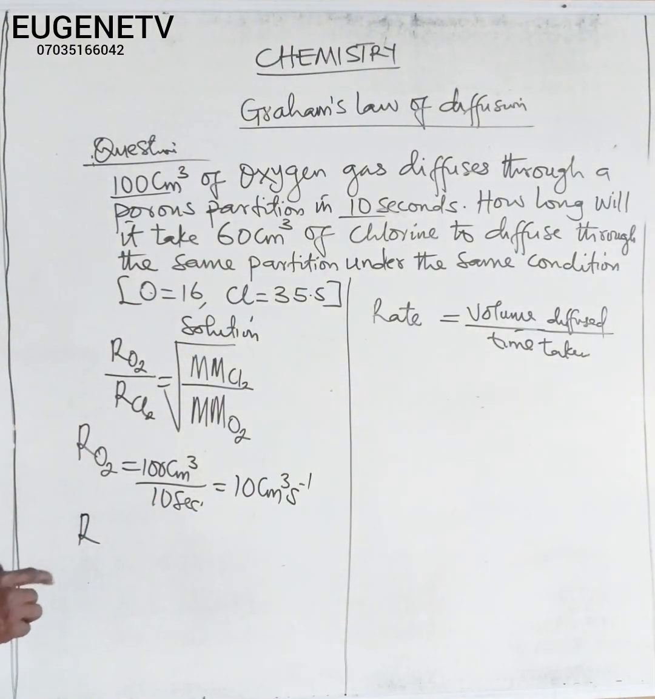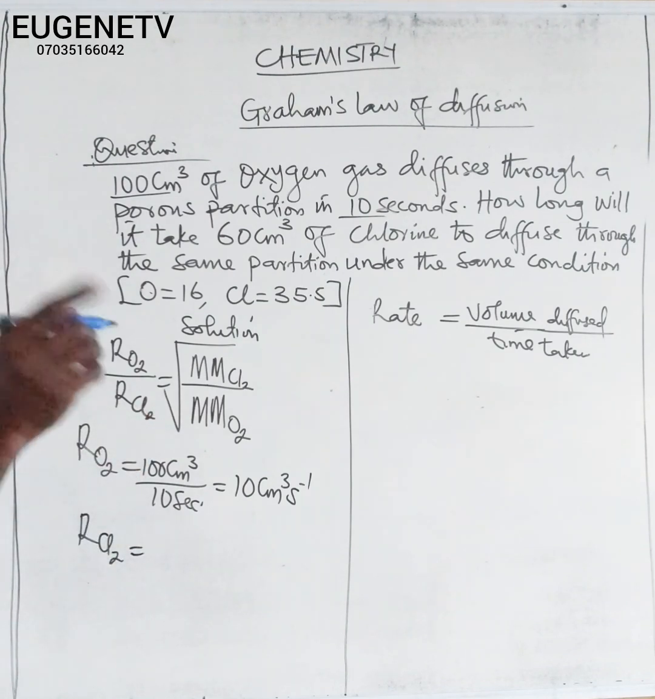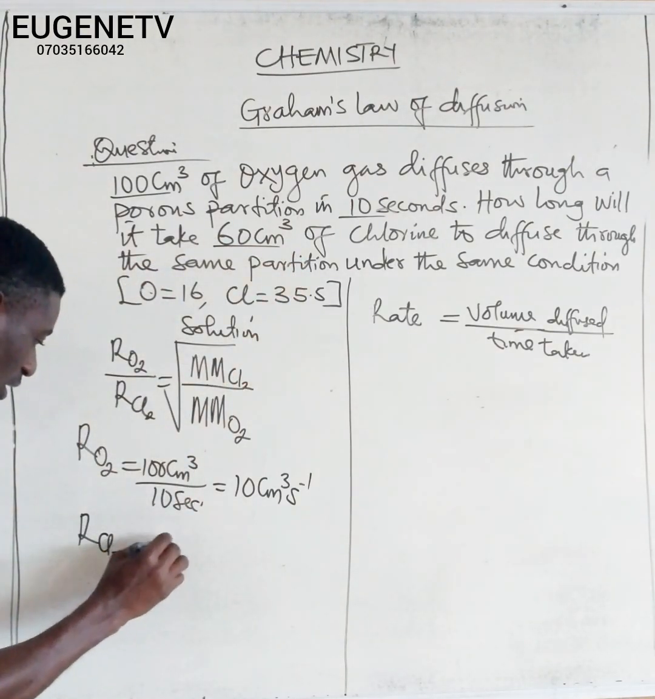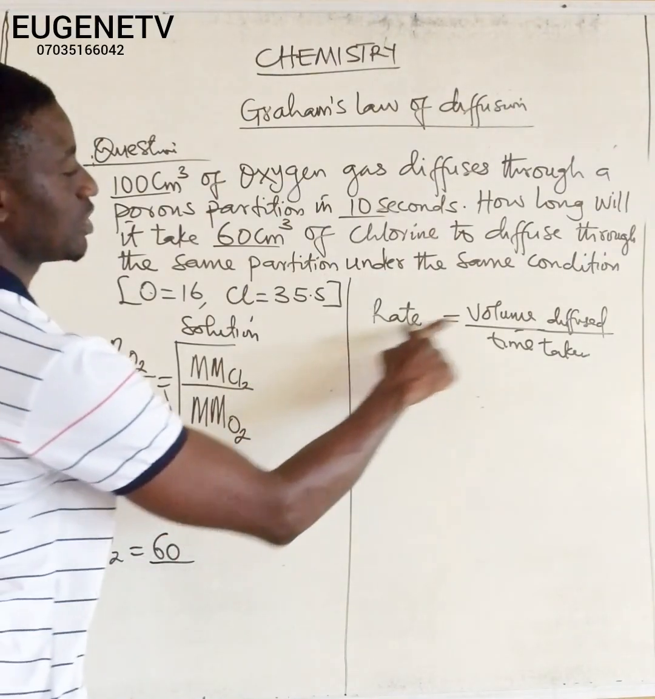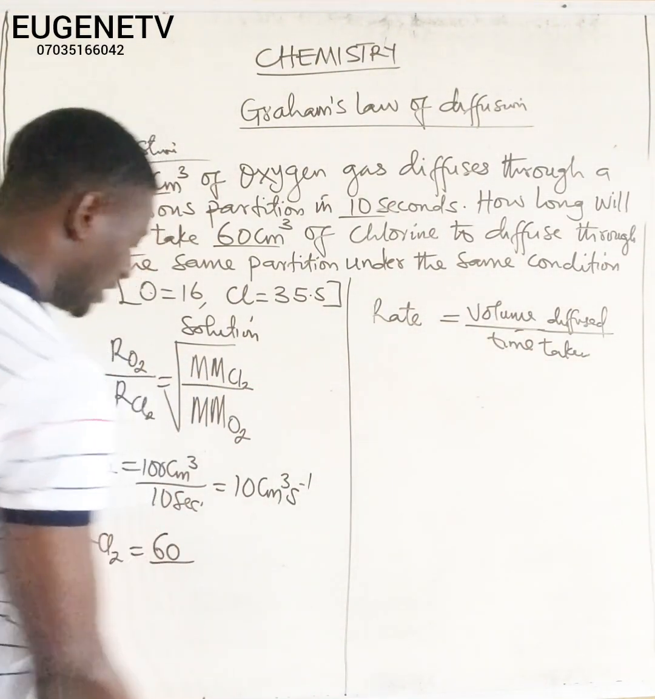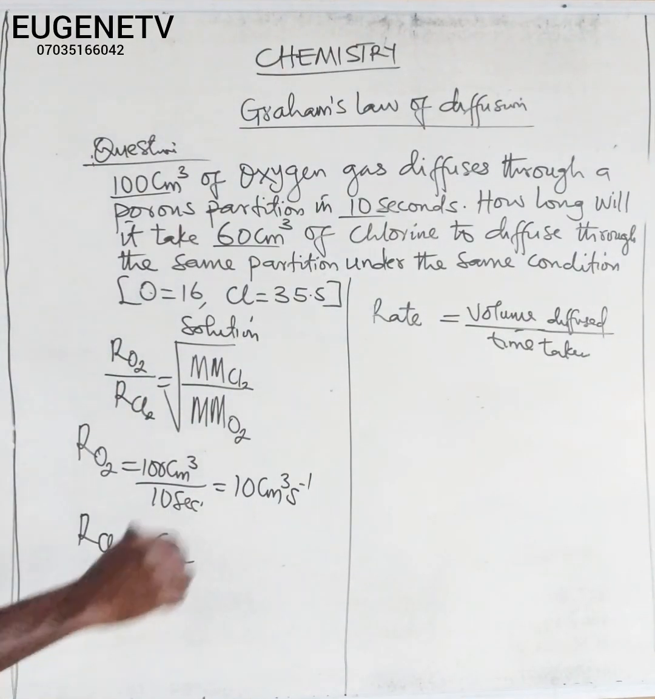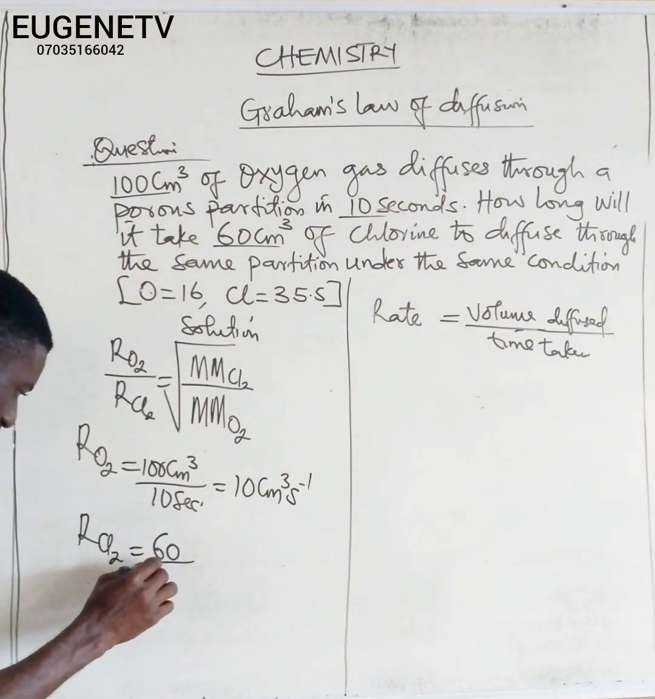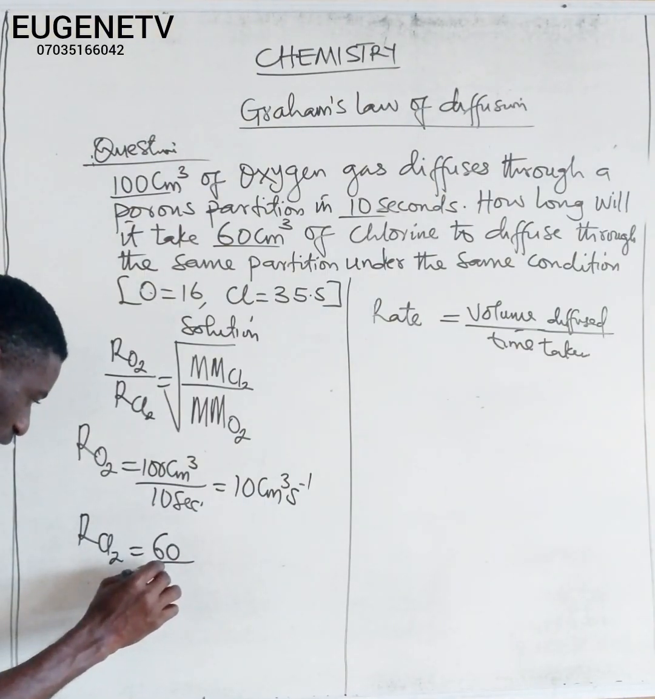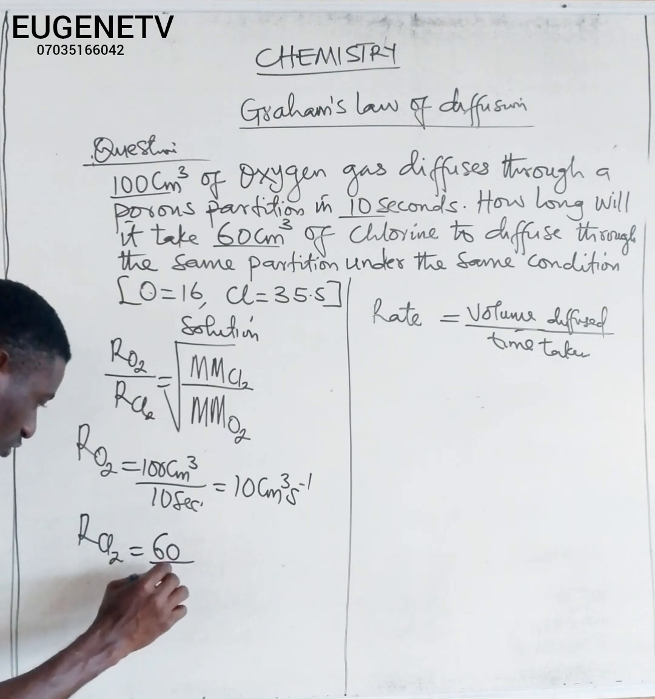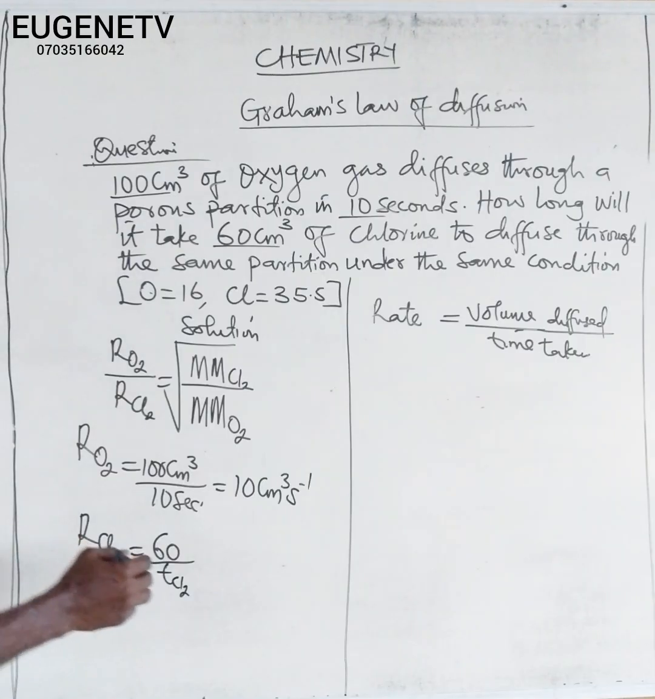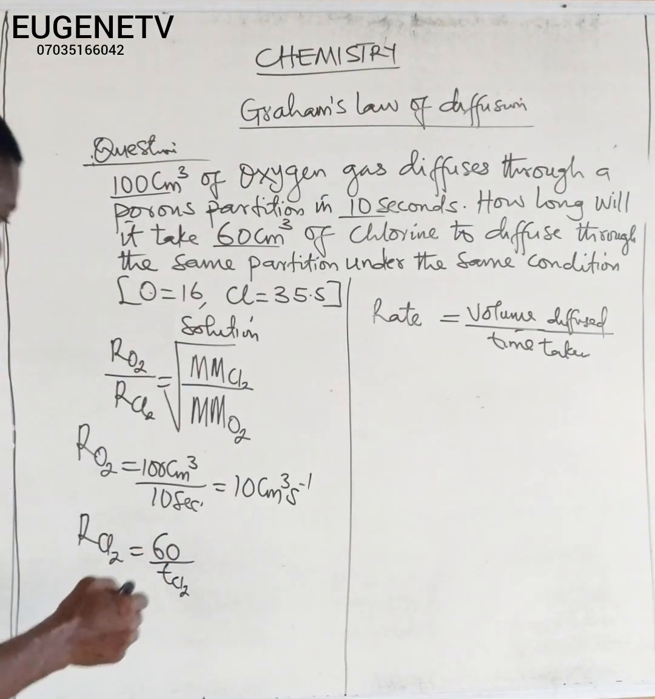The next one is the rate of diffusion of chlorine gas. R_Cl2 simply means rate of diffusion of chlorine gas. Now, for chlorine gas, we are given a volume of 60 cm³. And of course, we know that for us to determine our rate, we take the volume and divide it by the time taken for the diffusion to occur. Now, we are not given the time for diffusion of chlorine gas, and it is even the time that we are required to calculate. So we still put there the volume diffused all over time. So this is going to give us the time of diffusion of chlorine gas, T_Cl2. Yes, this is the time of diffusion of chlorine gas.